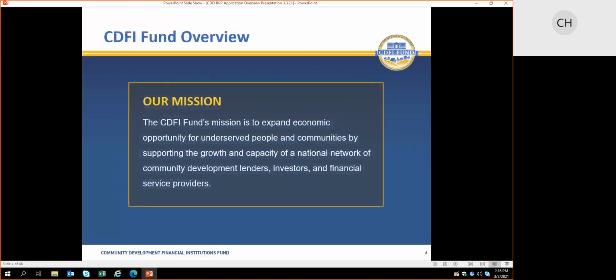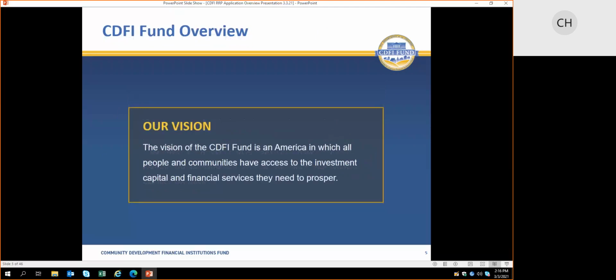A little bit about the CDFI Fund. I'm sure many of you are familiar with this, but for those of you who are maybe interested in RRP and engaging with us for one of the first times, our mission is to expand economic opportunity for underserved people and communities by supporting the growth and capacity of a national network of community development lenders, investors, and financial service providers. And our vision is an America in which all people and communities have access to the investment capital and financial services that they need to prosper.